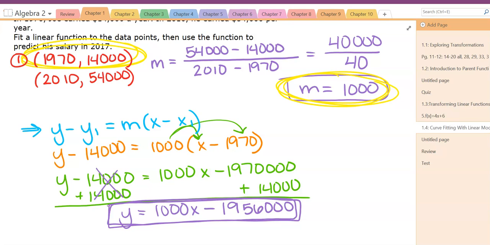Now, if we follow the trend, he made 14,000 in 1970. He made 54,000 in 2010. The number should be greater than 54,000 when we do this. Because he should be getting more money over time.